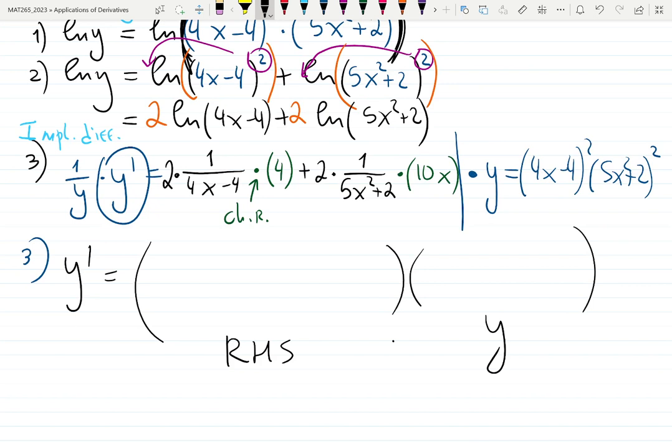Yes? On tests or quizzes, would we be taking points off if we gave it in terms of y? Yeah, that's a good question. If you forget to change your y to the original, you'll have points off. You're supposed to remember to do it. Unfortunately.